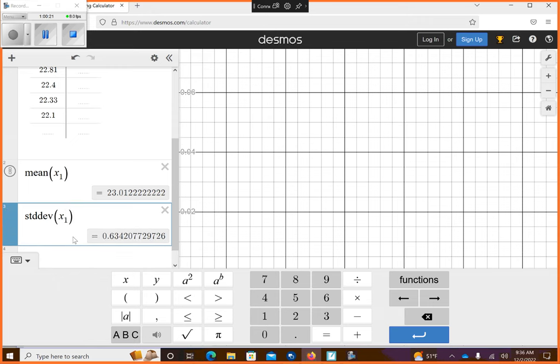All right. So, Lawson, with your normally distributed information, you will average swimming at 23.01. Your standard deviation is 0.63 of a second, plus or minus that. So 68% of the time you're going to swim 23.01 plus or minus 0.63 seconds. This is real sport statistics. This is how it works.